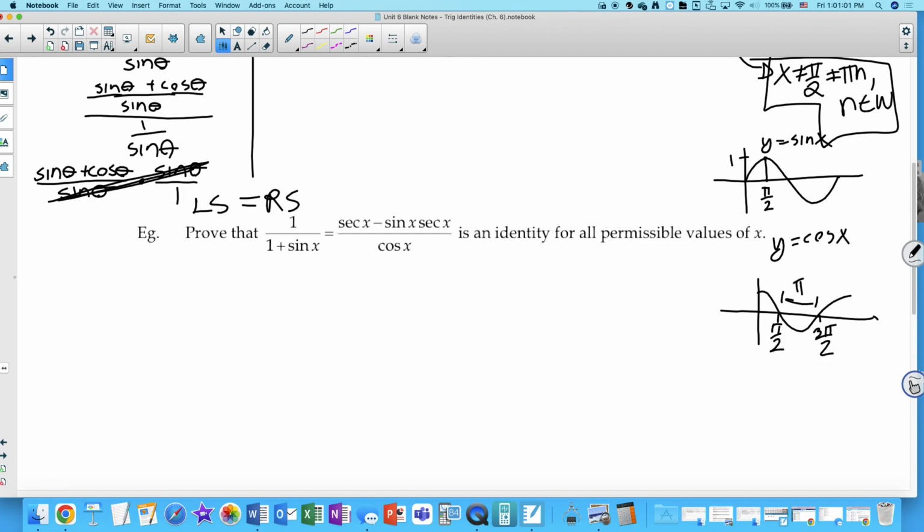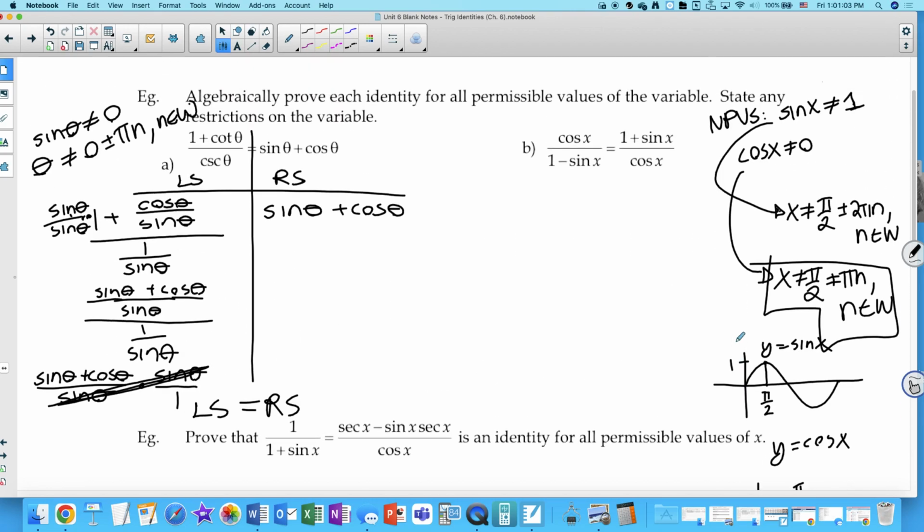Okay, so we got our restrictions. Now here, what are we going to do? It's all in terms of sine and cosine already. Yeah? Would you multiply the conjugate? Yeah, multiply by the conjugate, exactly. And in fact, with this example, you could actually multiply by either conjugate. You could start with this one and work with the conjugate of the denominator, or start with this side and work with the conjugate of the numerator.